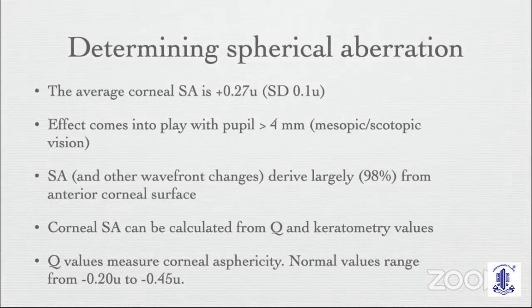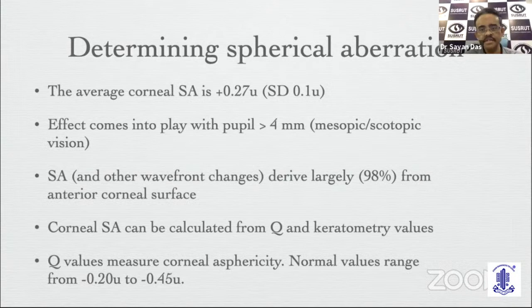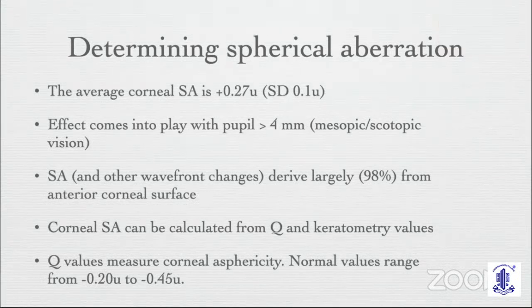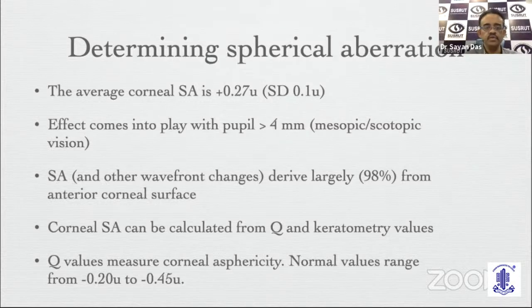And this spherical aberration, and so do other wavefront changes, derive largely from the anterior corneal surface. And this corneal spherical aberration can be calculated from a Q value, which is generated by most topography and tomography machines, and keratometry values. This is only one option for measuring corneal spherical aberration. We can also use wavefront aberrometers for measuring corneal spherical aberration or the spherical aberration of the entire eye.